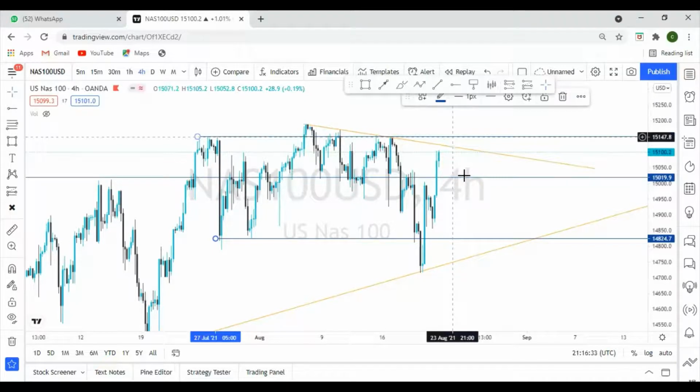So this is what I have on NAS, on the H4 time frame. This was our 15,000. Every time we go to 15,000, we've had some kind of rejection: 1, 2, 3, 4. The market is telling us that 15,000 is a very significant zone. The market cannot push price higher without coming to retest the trend line, or rather your resistance. Right now, this resistance has turned into support because we broke above.